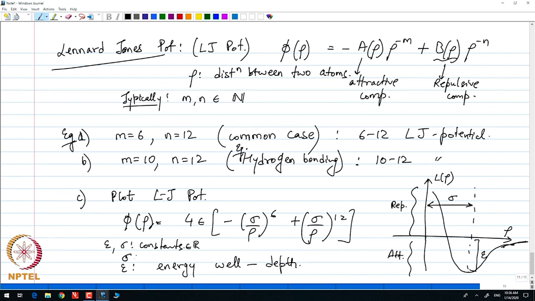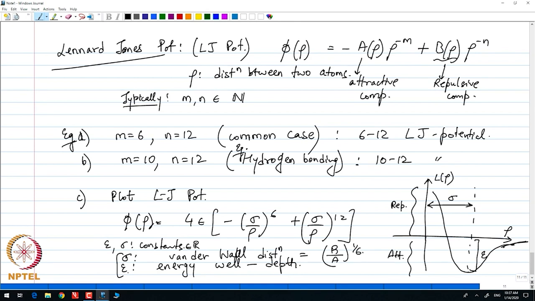So, sigma is the van der Waal distance, and it turns out to be b by a to the power 1 by 6. All we have to do is take the derivative with respect to rho and set it equal to 0, and that will give me my rho star or critical value, which is sigma. This is a typical example of the LJ potential that we will be using.